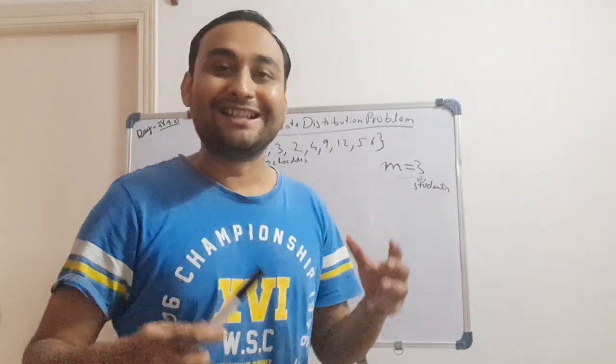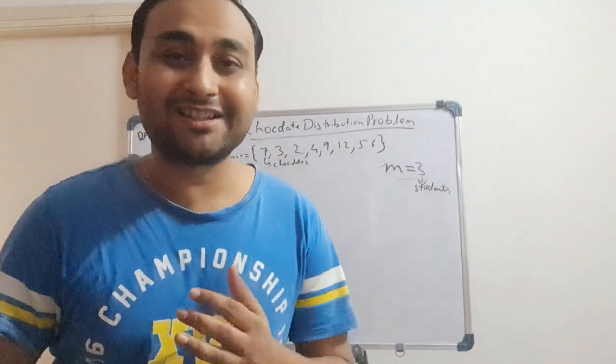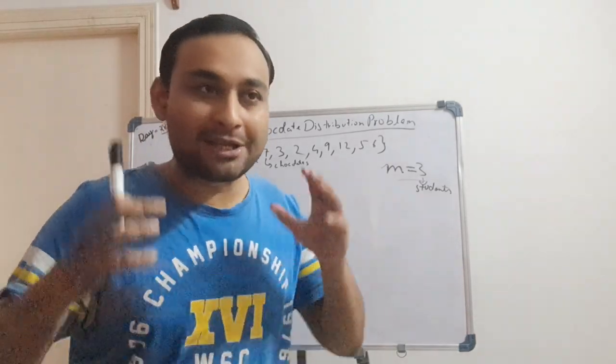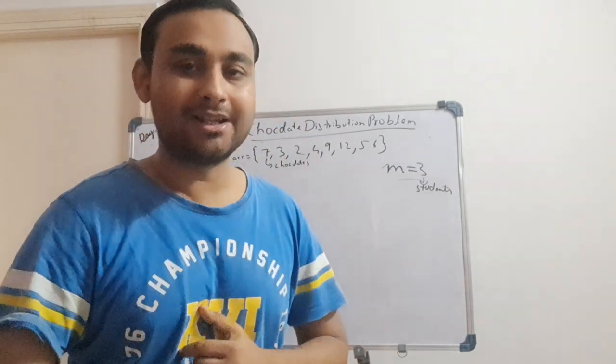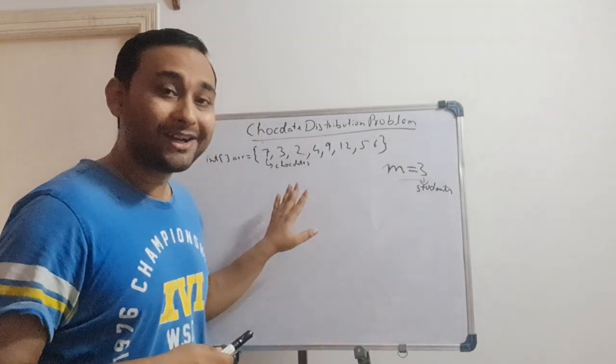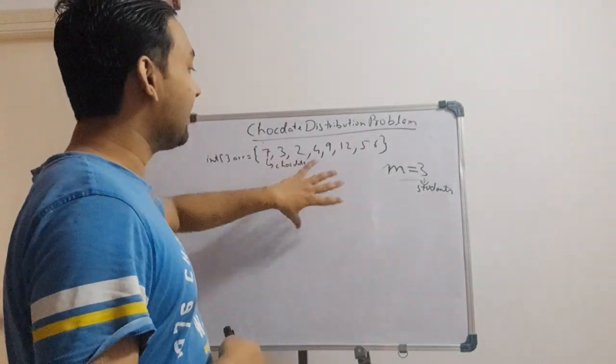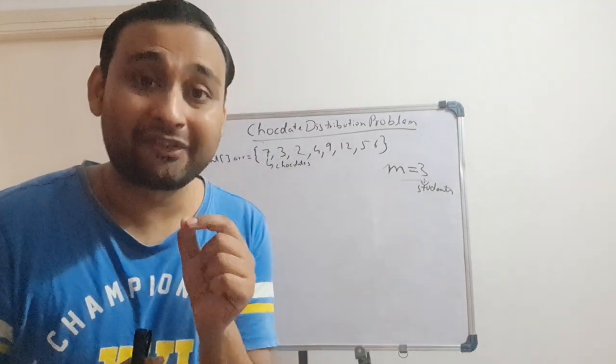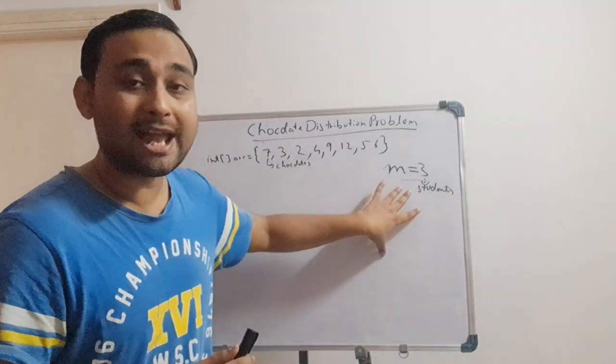Hi guys, in this video we will be discussing a chocolate distribution problem in arrays. It's a very good problem and a lot of concepts will be cleared here. What we have to do is find the minimum number of chocolates with a minimum difference that needs to be distributed among m students.